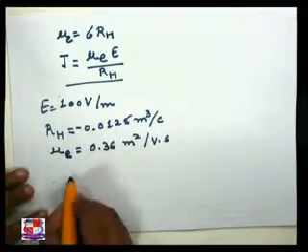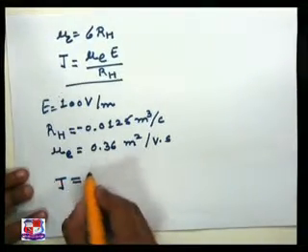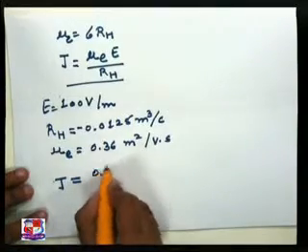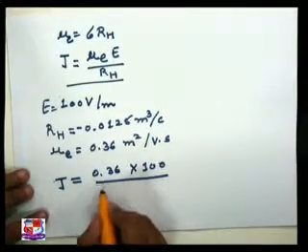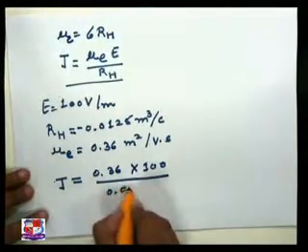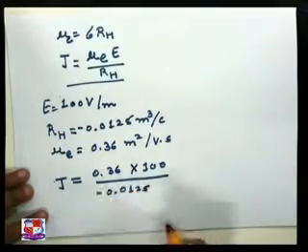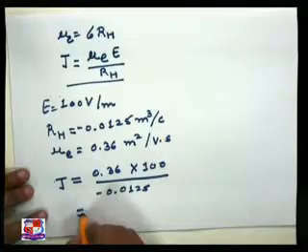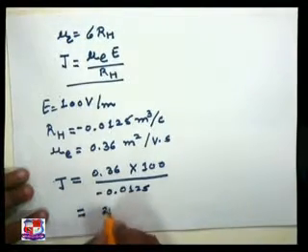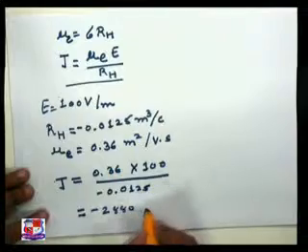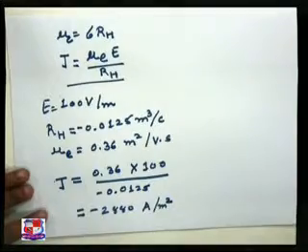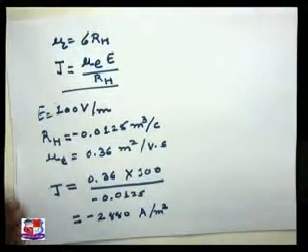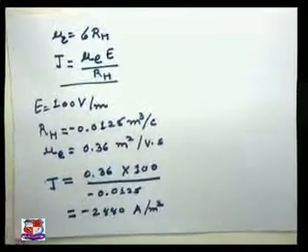So what will be the value? Just substituting the values here in the equation of current density, 0.36 into 100 divided by, what is the value of RH? It is 0.0125, that is negative. What will be the answer? It is 2880, which is negative, of course, ampere per meter square, right? So this is how we can also determine the current density inside the material using the value of Hall coefficient RH.